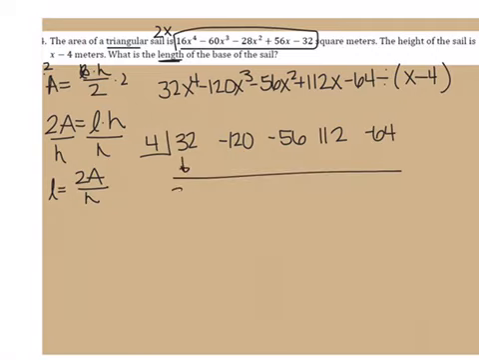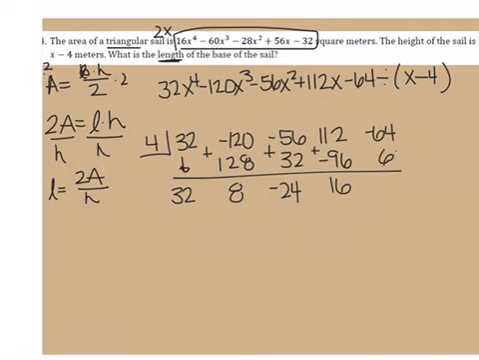Carry the first one down. 4 times 32 is 128. And then add, I get 8. 4 times 8 is 32. Add, I get negative 24. 4 times negative 24 is negative 96. Add, I get 16. 4 times 16 is 64. Add, you're going to get 0.